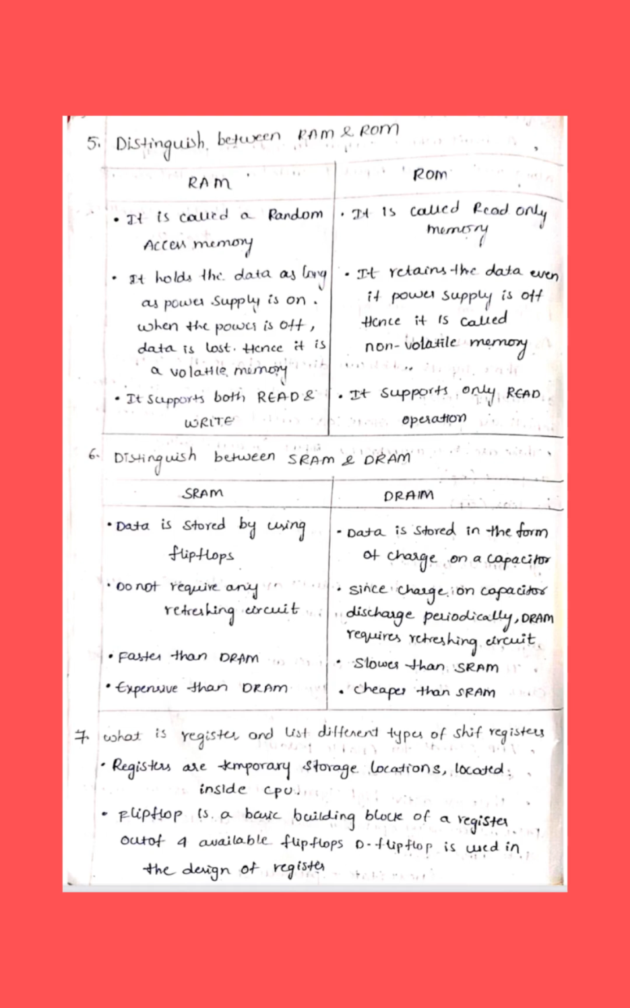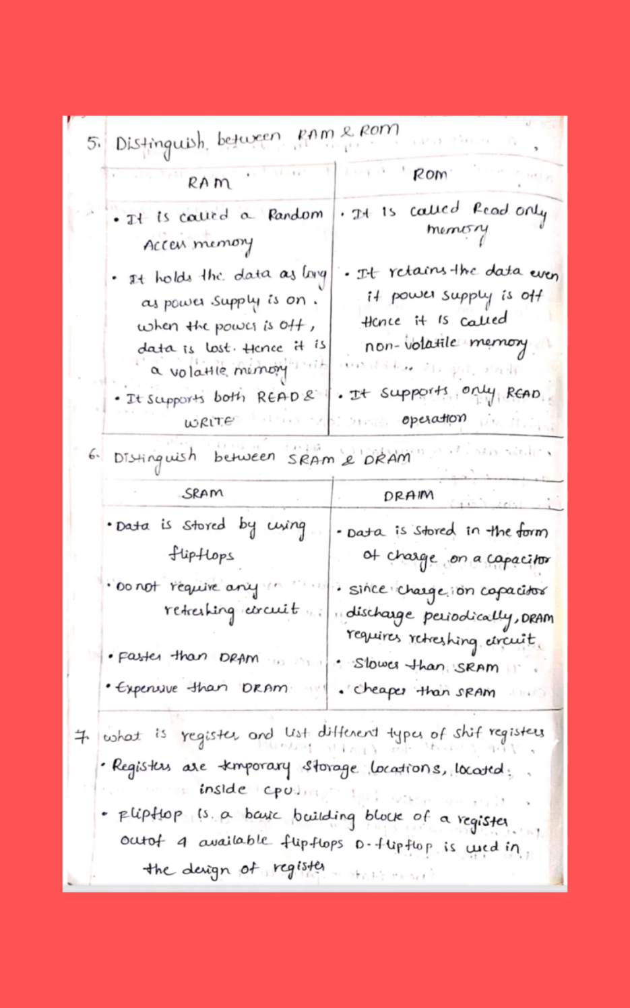Next question: distinguish between SRAM and DRAM. SRAM is static RAM, and DRAM is dynamic RAM. In SRAM, data is stored by using flip-flops. In DRAM, data is stored in the form of charge on a capacitor. SRAM does not require any refreshing circuits. In DRAM, since the charge on the capacitor discharges periodically, DRAM requires refreshing circuits. SRAMs are faster than DRAMs, and DRAMs are slower than SRAMs. SRAMs are expensive, and DRAMs are cheaper than SRAM.